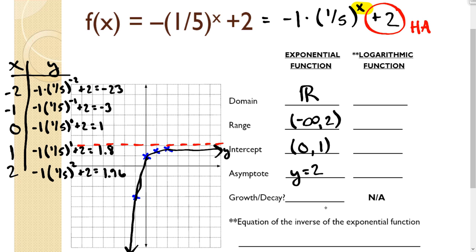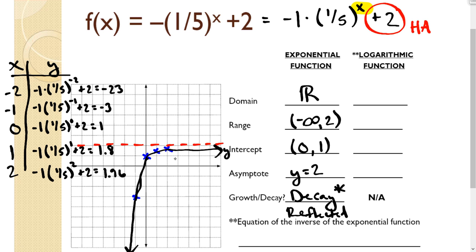The base is 1/5. So technically, this is decay. We're not looking at the graph. We're saying technically it's exponential decay, but it has been reflected. We have to call it reflected decay. We cannot call it growth. And here's the reason why. By rule, exponential growth keeps getting bigger. This function can't get bigger than 2.